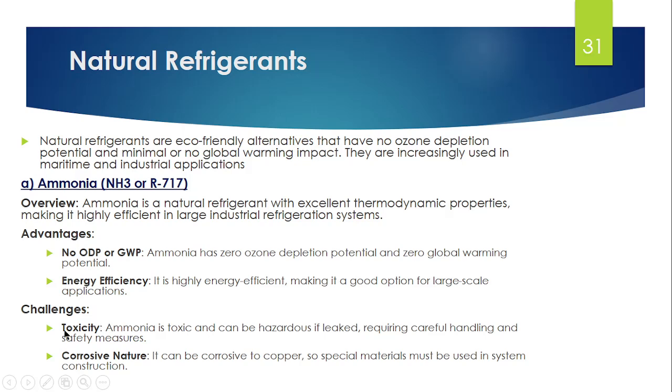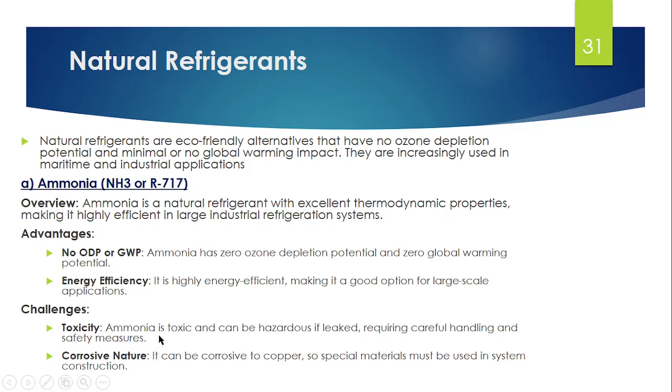But what are the problems? The first problem is that it is toxic in nature. So we need to be very careful because it is toxic, and if it leaks, it requires careful handling and safety measures. The second thing is that it is corrosive in nature. So we cannot use any copper material because it can corrode. So these are the disadvantages of ammonia, which are being overcome by development in material science and development in safety.